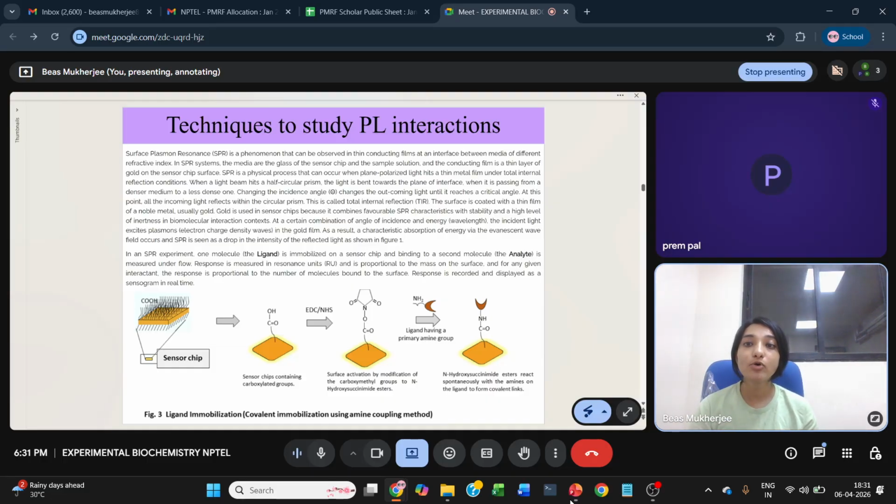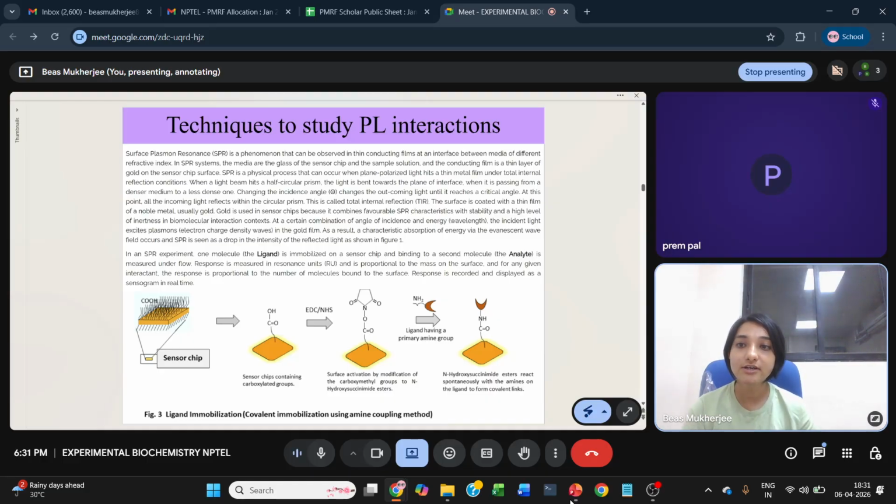In the biomolecular interaction context, at a certain combination of angle of incidence and wavelength or energy, the incident light excites the plasmons. So what are these plasmons? Electron charge density waves in the gold film. As a result, a characteristic absorption of energy via the evanescent wave field occurs, and SPR is seen as a drop in intensity. So the intensity of the reflected light drops, as shown in the figure.